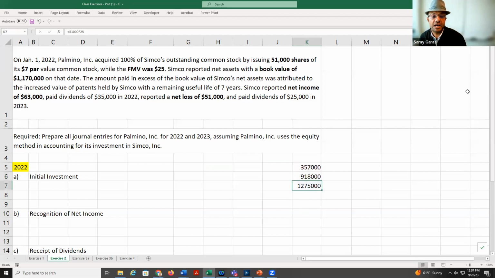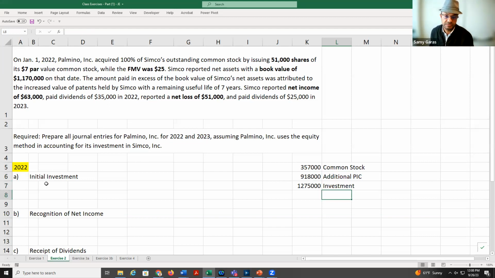If we subtract it, we get 980. So the first amount goes to common stock. The second one goes to additional paid in capital. And the third one will go to the investment account. And this is what we should record in the first journal.